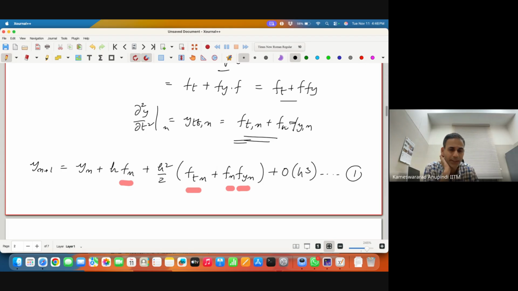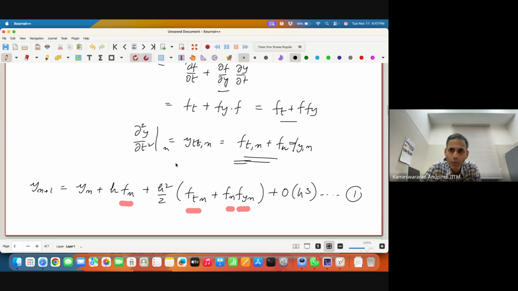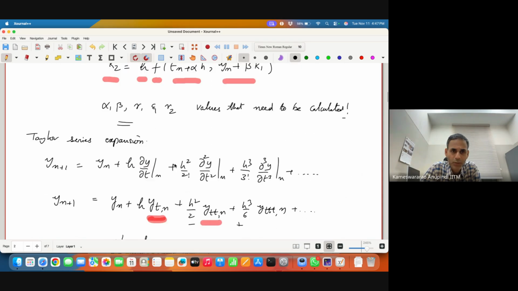Okay, so these are the reasons we said Taylor's method is not super. That's why we want to move away from Taylor's method and do something else. That's where these RK methods have found their place. So now let us go back. This is the equation 1 we have.